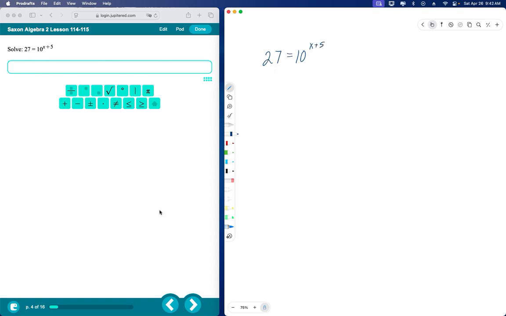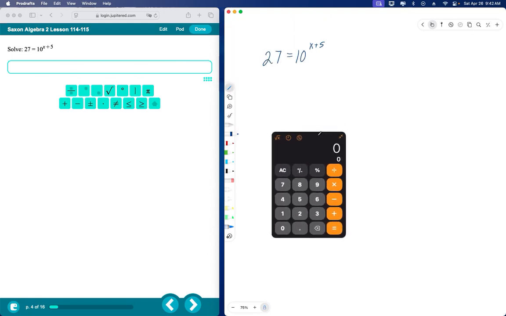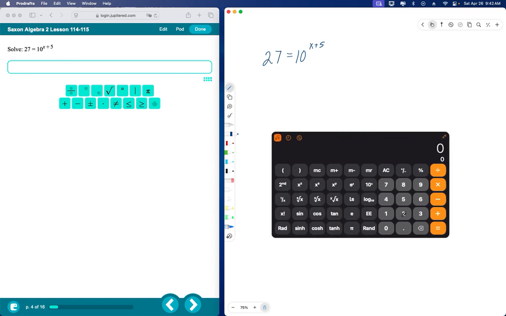So that's going to be a calculator thing. And I can do it on this calculator. It's not the best calculator in the world for that kind of stuff. But I could do 27 and 10^x. No, that is not how I do it. It's 27. No, that's not it. All right, I'm going to get it eventually. I think it's just 27 log 10. Yeah. So 1.43. So 10 to the 1.43 is equal to 10 to the x plus 5.